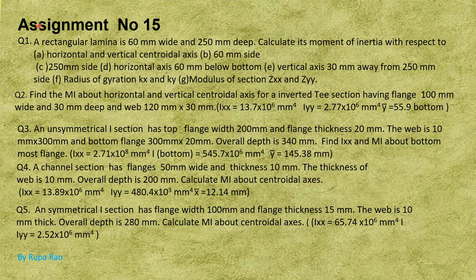Here I am giving one assignment. Question number 1. A rectangular lamina is 60 mm wide and 250 mm deep. Calculate its moment of inertia with respect to A, horizontal and vertical centroidal axis, B, 60 mm side, C, 250 mm side, horizontal axis 60 mm below bottom, vertical axis 30 mm away from 250 mm side, radius of gyration Kx and Ky, G, modulus of section Zxx and Zyy.